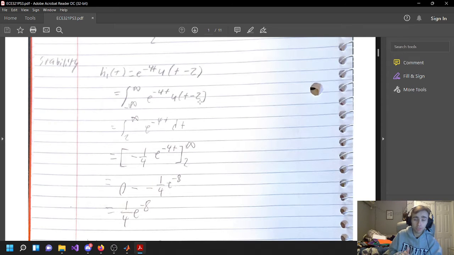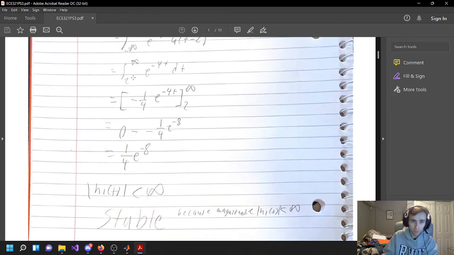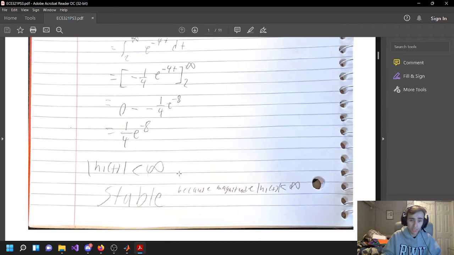And we're going to check for stability. And so for stability, we're going to take the integral of h1 of t, and then there's the unit step, and that's just going to be the bounds of the integral. And then let's just solve the integral. After you solve the integral, you're going to get 1/4 e negative 8. And so the magnitude of h1 of t is less than infinity. So therefore, h1 of t is causal and stable.